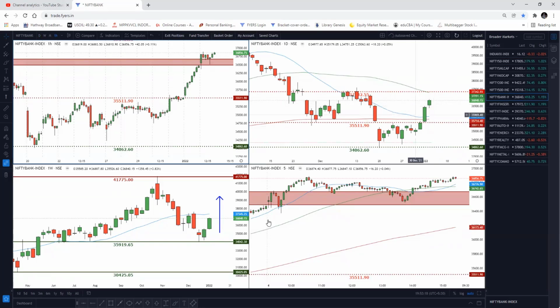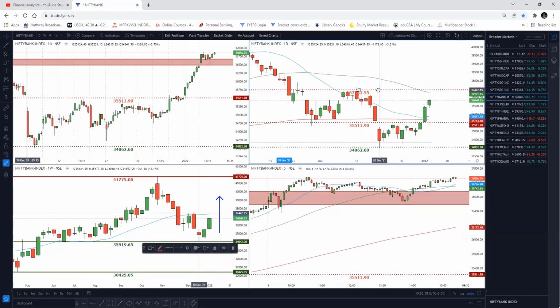So this bar is still under formation, and this would be the next level here, which is around 37,600, somewhere at these areas. So let's just adjust this a little bit. Yeah. So this is the resistance area, and once these resistance areas get cleared in Bank Nifty, then we have a very clear upside movement.